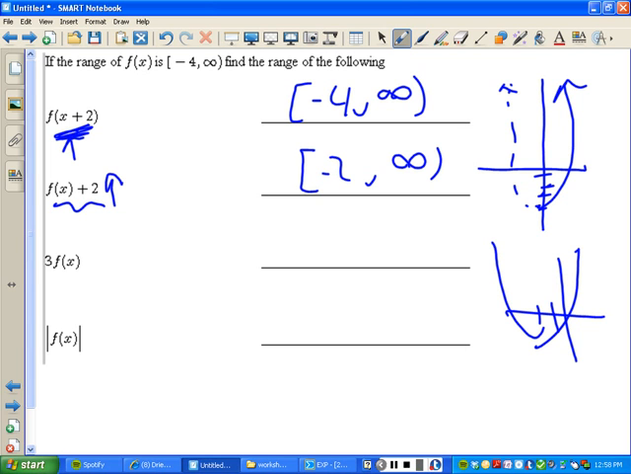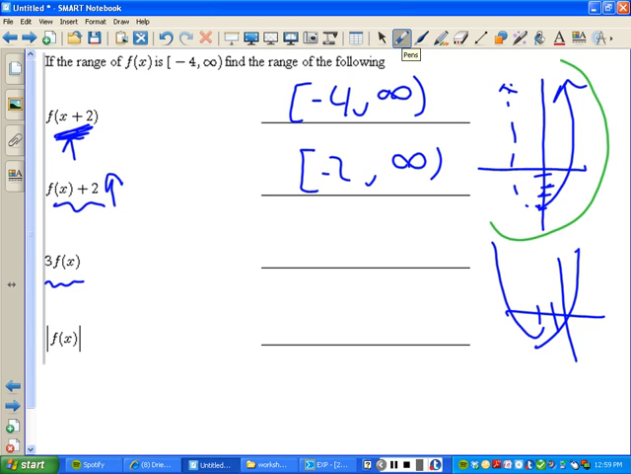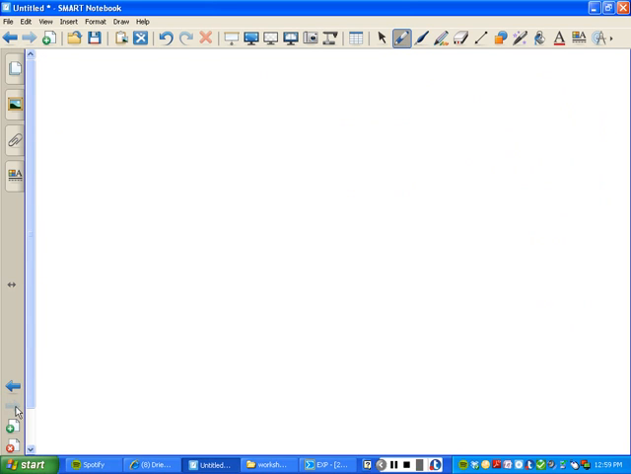Okay. Now, what's 3f of x? That's going to multiply every single y value by 3. Now, I'm going to go John Madden. I apologize, some of you guys are young. I'm going to go Football Telestrator on you. Boom. We're going to zoom in on this, the picture that you just saw.